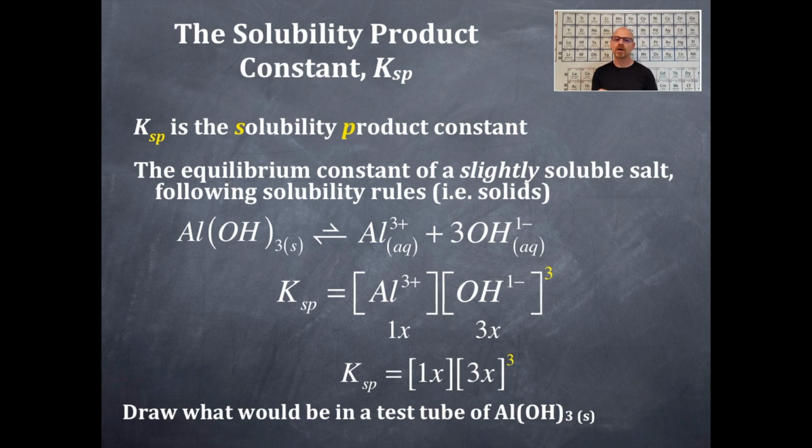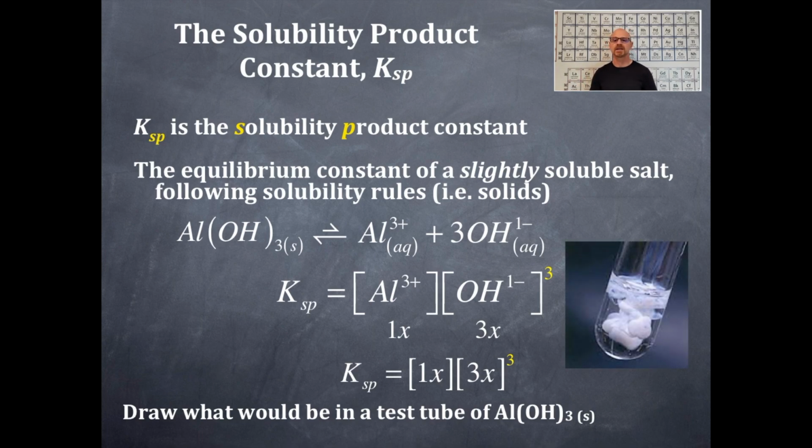So we're going to draw what you would see in a test tube if you put aluminum hydroxide solid in water. What would you see? You would see something like this. A bunch of liquid water and a lot of solid. Aluminum hydroxide is a white precipitate, and there are very few aluminum ions and hydroxide ions inside that solution of water. Okay? Hopefully that works out for you. Practice that one again.